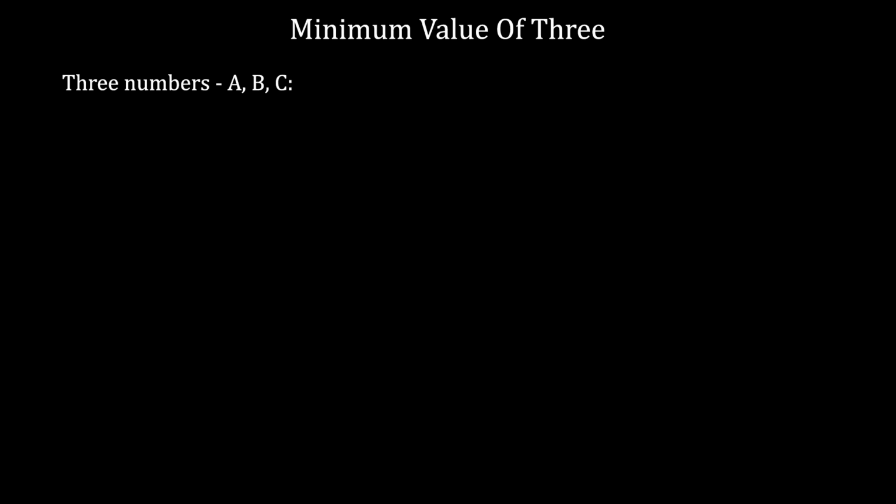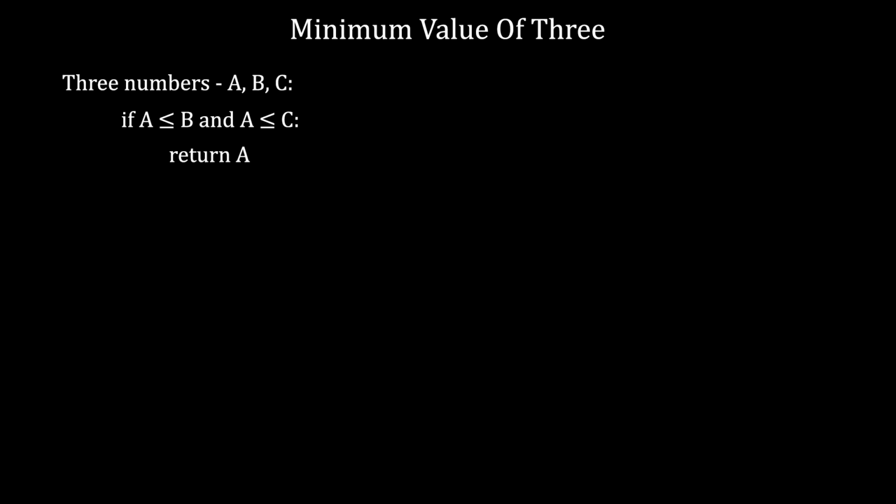So, we will first check if a is the smallest number from these three. When we had two numbers, we only had to check if a is less than or equal to b. Now, we will have to check if a is less than or equal to b and also a is less than or equal to c. And if so, a is our solution and we should return a.